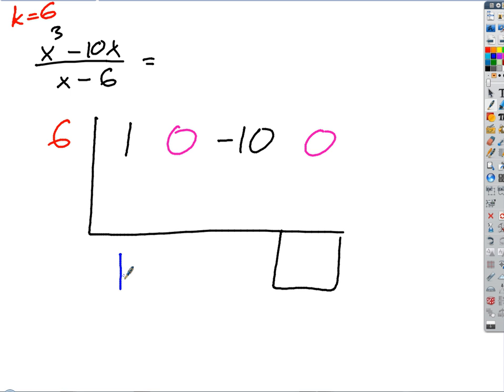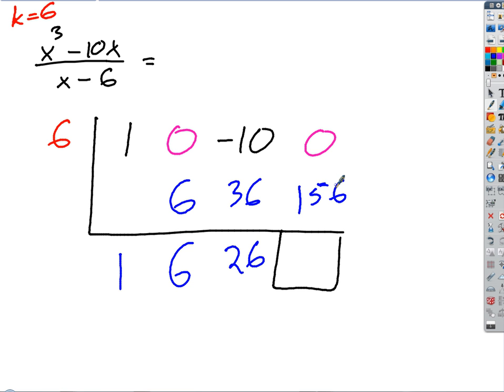Whenever I get a number down here, I multiply by k. So 1 times 6 is 6. If I add 0 and 6, I get 6. Times 6 is 36. Add the 26... wait, 6 times 26 is 156. Something like that. And then my remainder is 156.